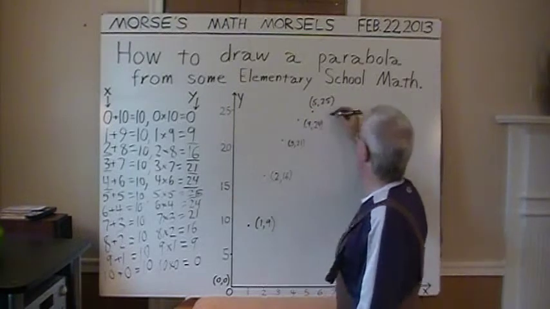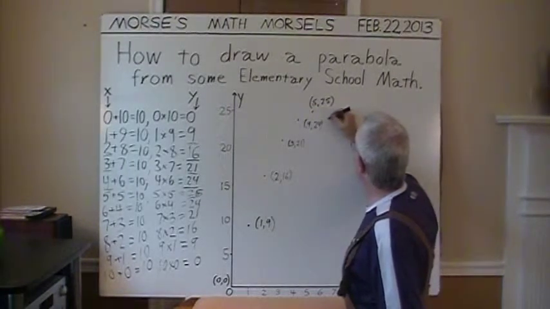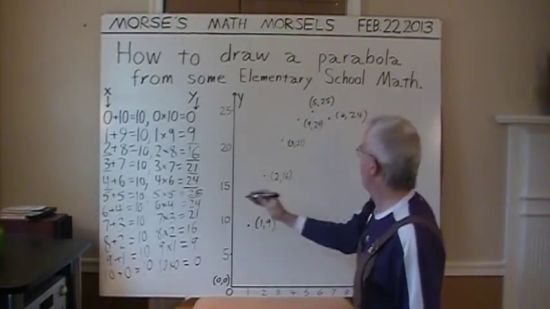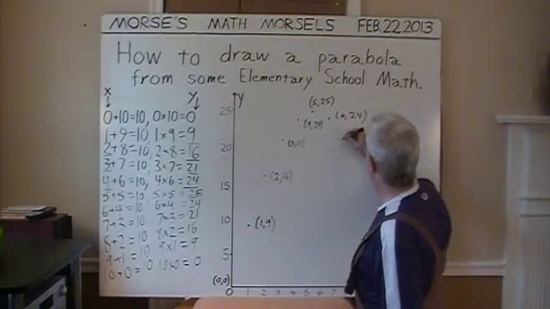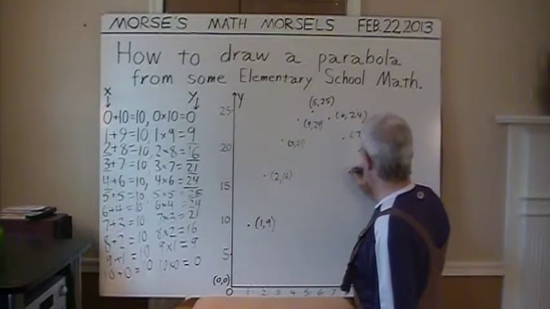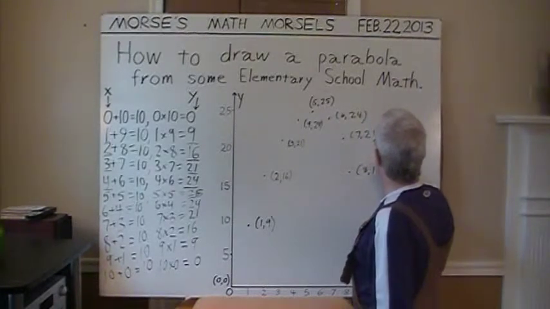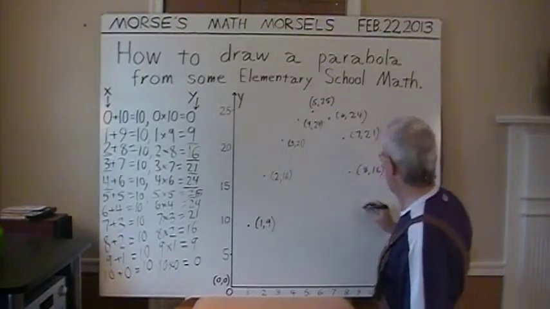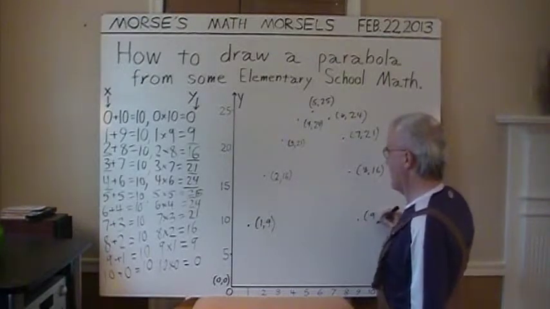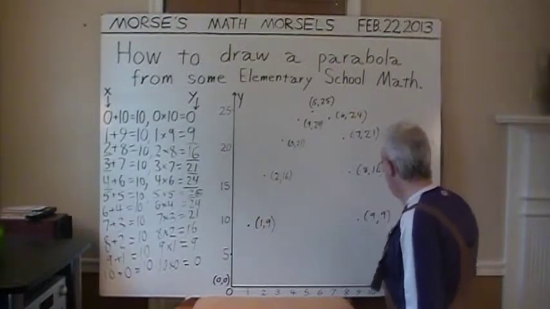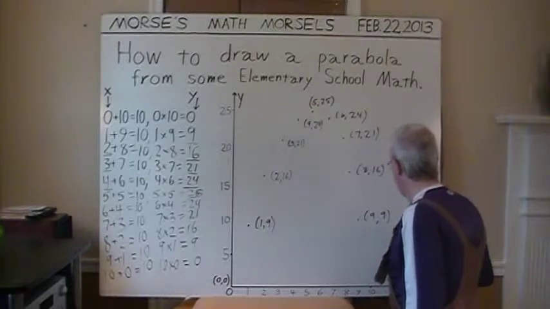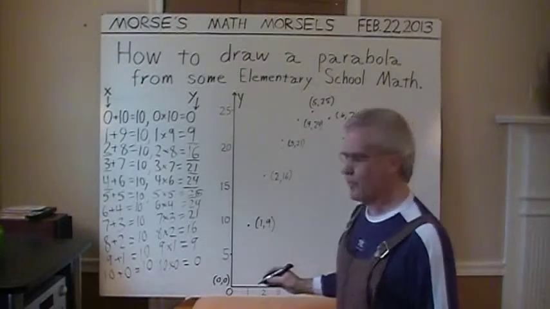So I can throw on all these points. Okay, we have 6 and 24. Then we have 7 and 21. Let's see about where the 7 is. That's about here. 7, 21. Then we have 8 and 16. And we're about to get to the good part. We have 9 and 9. And finally, back on the ground again. 10, 0. So, who wants to play connect the dots?